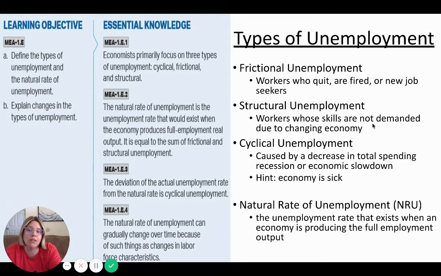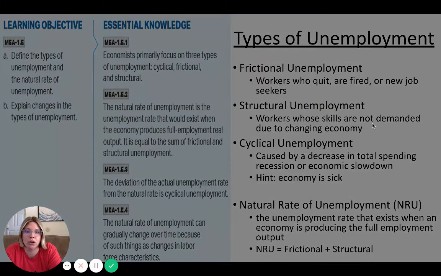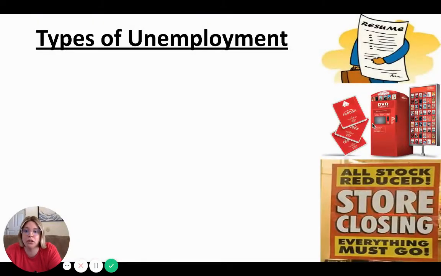What's happening in our economy right now is very unnatural. That's why our NRU, and we're not at it right now, basically. So that's frictional plus structural. We would be above that natural rate right now.